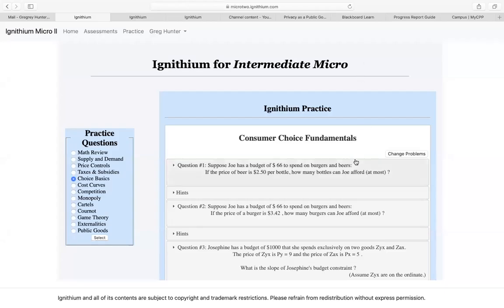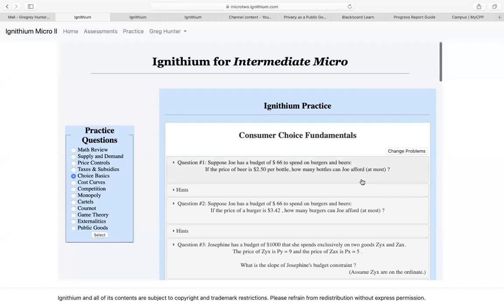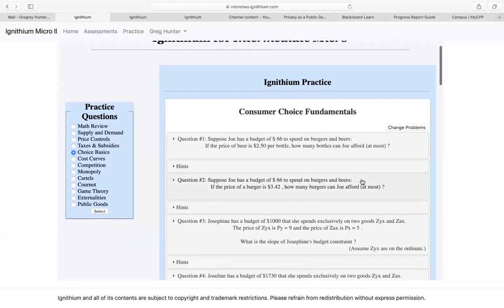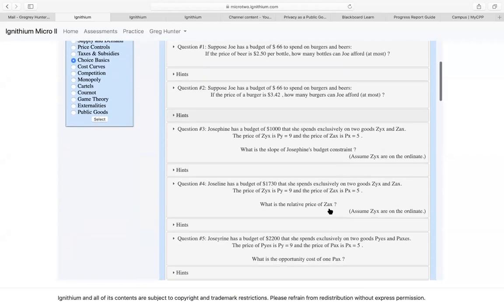About this. So, if you're trying to prepare for the consumer choice fundamentals exam, just make sure that you take a look at the price expansion path and how that generates the demand curve, and the income and substitution effect decomposition. And I will tell you one thing, since you all are here.